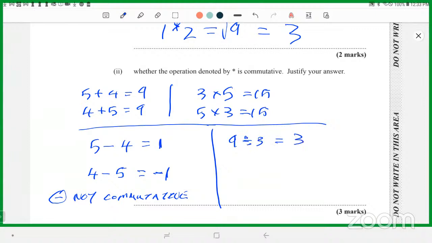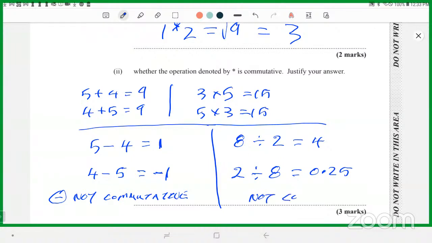In fact, let me use different values. Let's use 8 and 2. 8 divided by 2 is equal to 4. We all know that. But what is 2 divided by 8? 2 divided by 8 is going to give you 0.25. It's going to give you a quarter. These values are not the same. And so it proves that division is also not commutative.